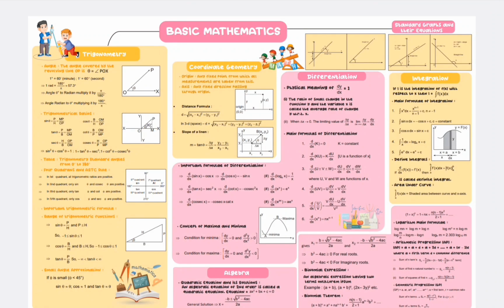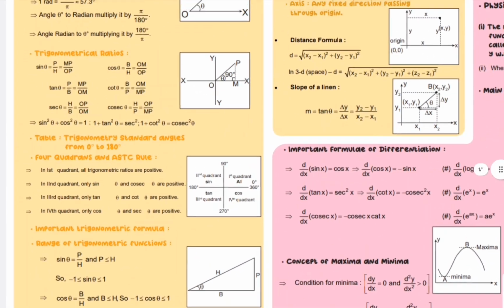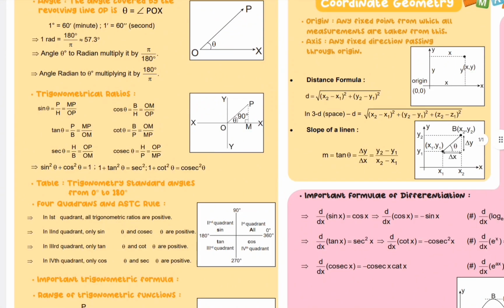In this video, we will be looking at the basic maths that you need to have to solve questions from JEE and NEET. So first, let us start with trigonometry. 1 degree is converted into 60 minutes and 1 minute is converted into 60 seconds.